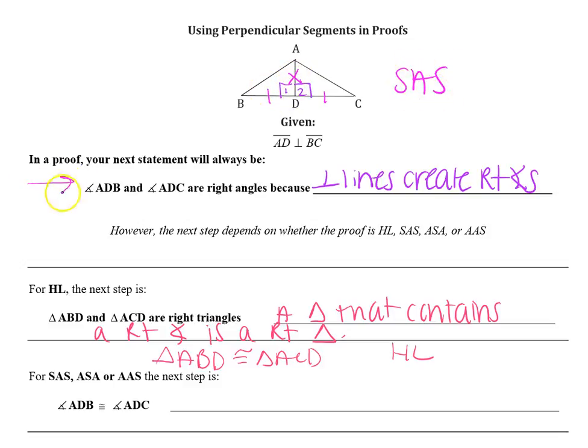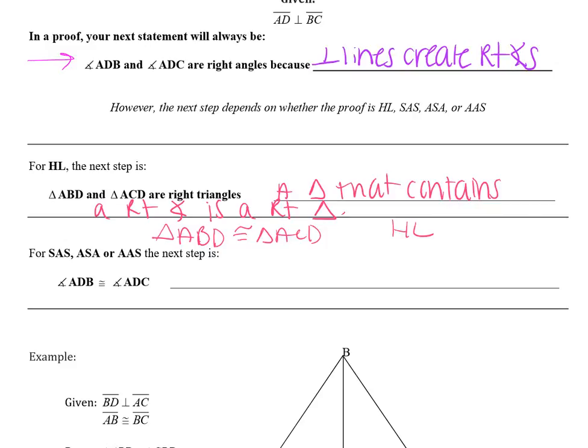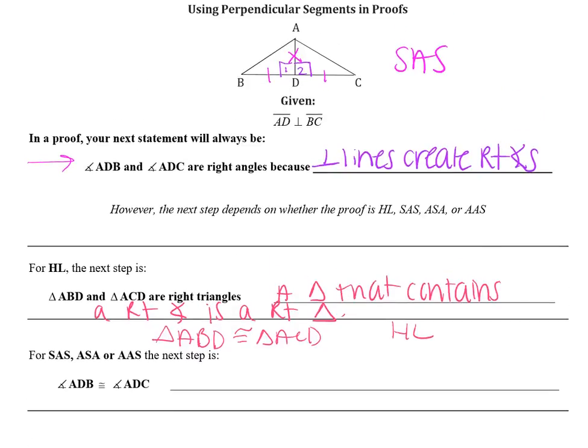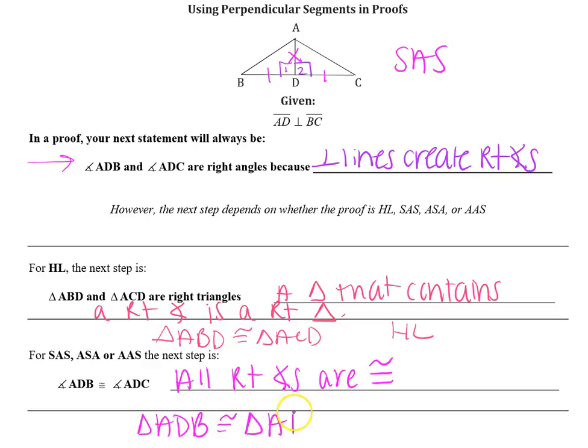So remember, we still start here. That's always going to happen. But our next statement is now that they're congruent. So in my diagram here, these are right angles, and then all right angles are congruent. And then your next statement would be that triangle ADB is congruent to triangle ADC by side, angle, side, in that particular example that I came up with. Again, this is assuming that I already talked in my proof about those congruent sides, but just talking about that end piece there.